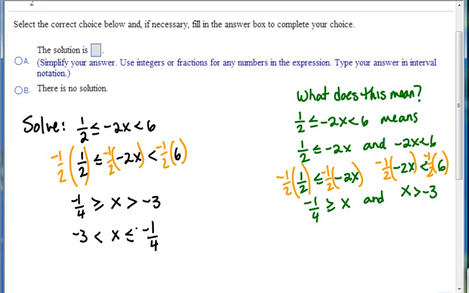Let's see if these mean the same thing. What does the right mean? Well, if I just make a number line, negative 1/4 would be about right there.